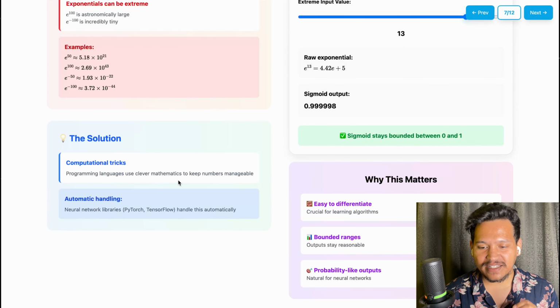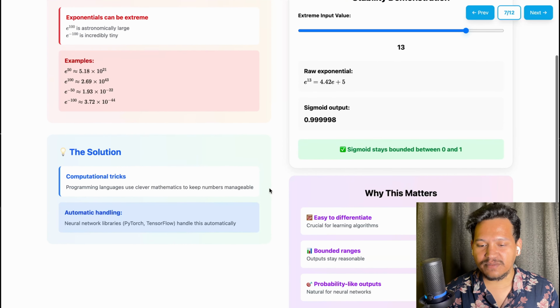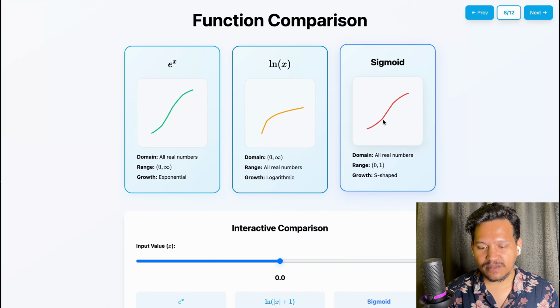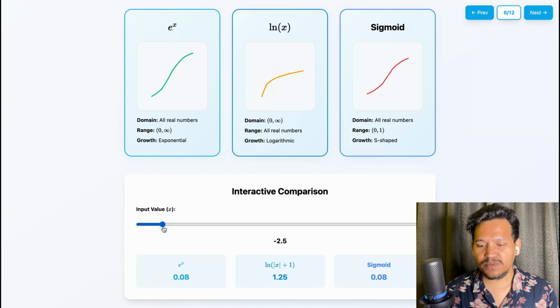Programming languages and neural network libraries handle this automatically, but it's good to know why sometimes you see terms like numerical stability in machine learning papers. The beautiful thing about exponentials and logarithms is that they give us smooth, well-behaved functions that are easy to differentiate, crucial for learning, stay bounded in reasonable ranges, and create natural probability-like outputs. These properties make them perfect for neural networks.